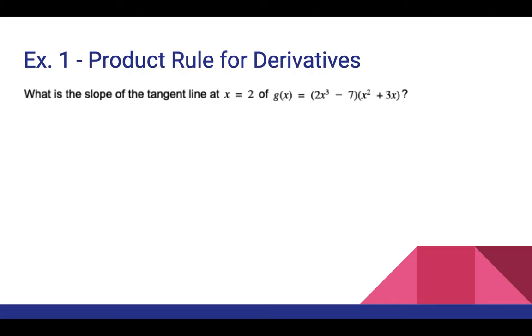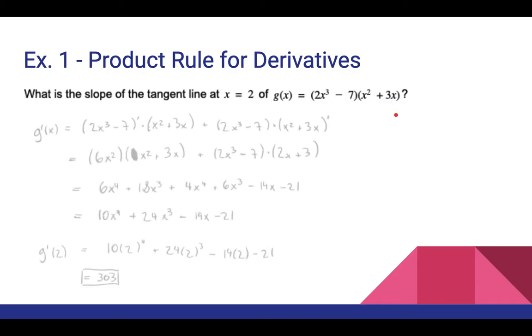So example 1, the product rule for derivatives. What is the slope of the tangent line at x equals 2 of g of x equals 2x cubed minus 7 times x squared plus 3x?